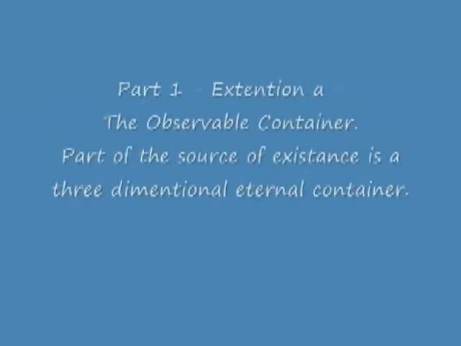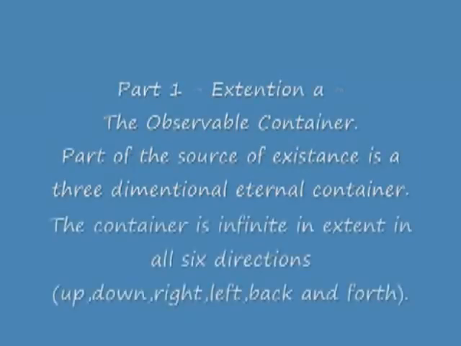Part 1, Extension A, the observable container. Part of the source of existence is a three-dimensional eternal container. The container is infinite in extent in all 6 directions: up, down, right, left, back, and forth.